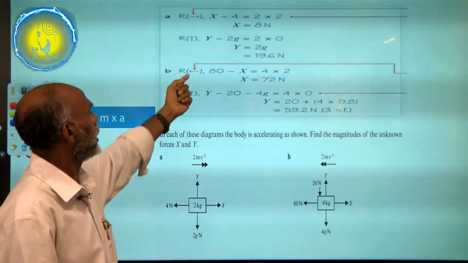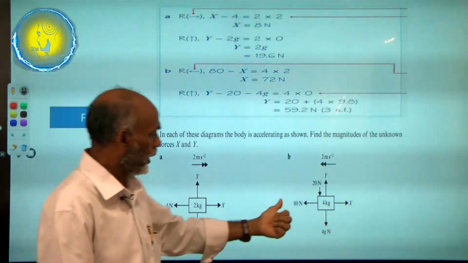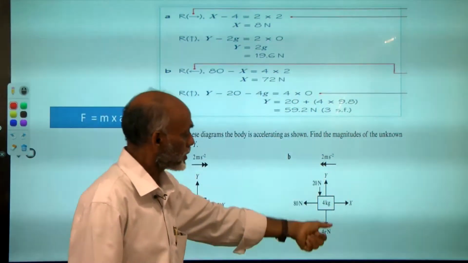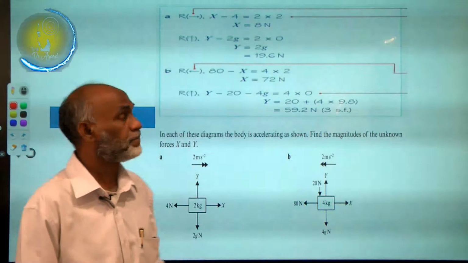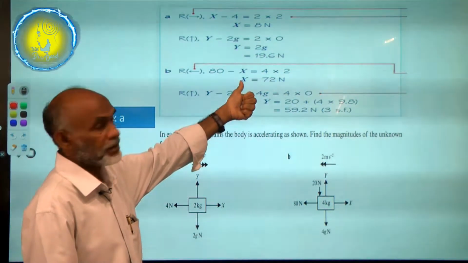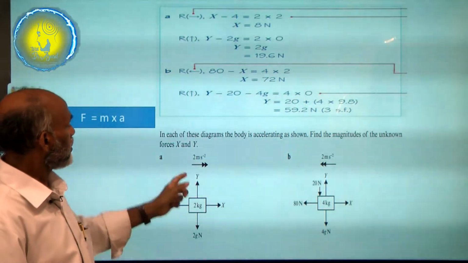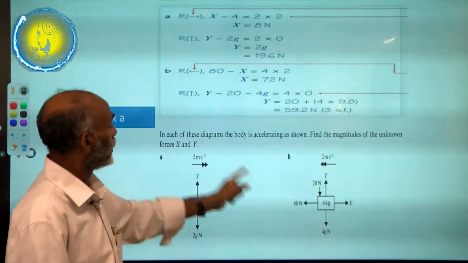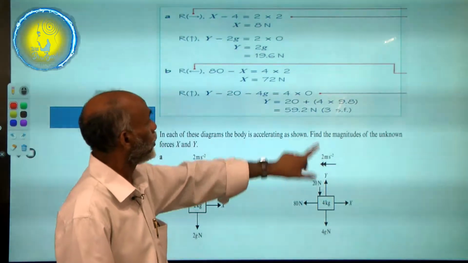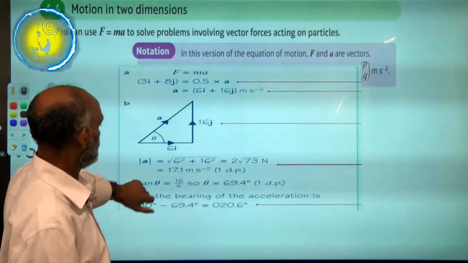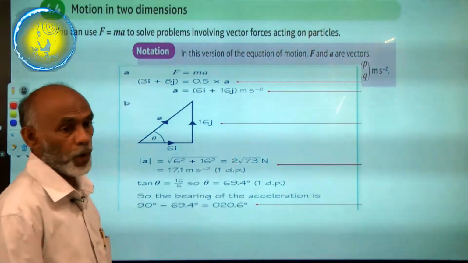For the second diagram, you can also apply this. The particle is moving towards the left, therefore we put the arrow to the left. Therefore 80 is greater than x, so 80 minus x equals 4, the mass, into acceleration. Here we can determine the value of x. The same thing we can apply vertically upward. Although it's not moving, we put the acceleration as 0.